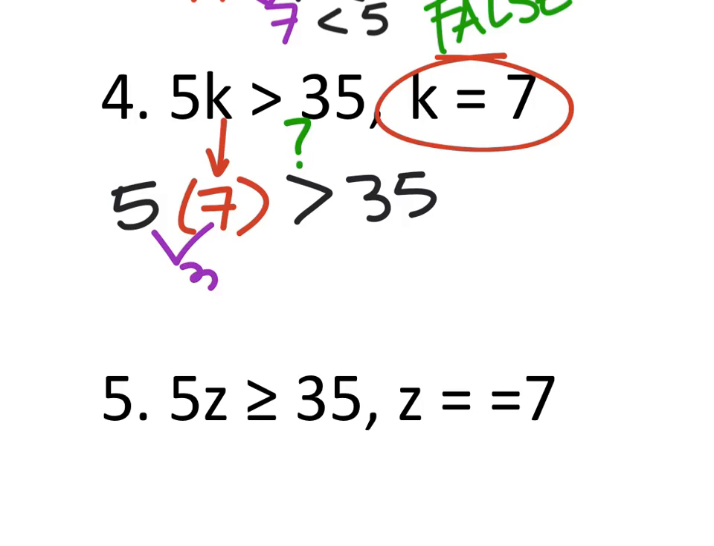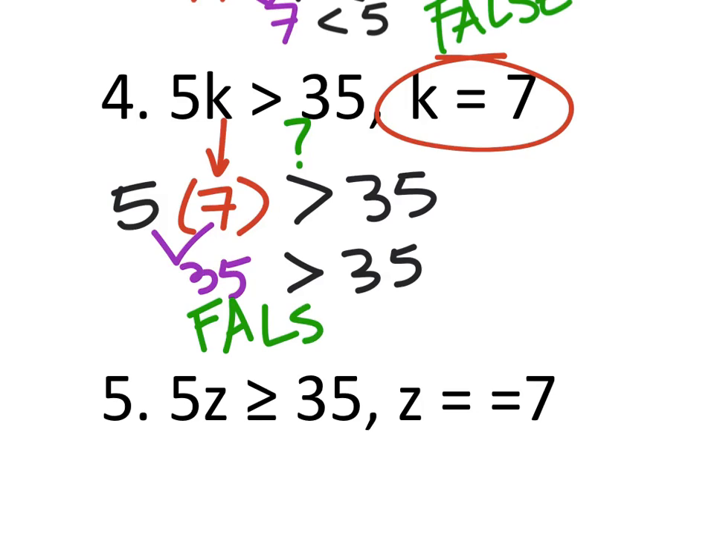So I would do 5 times 7, which is 35. And we're comparing it with the purple 35, which is supposed to be greater than this black 35. And is 35 greater than 35? The answer to that is no, which makes this one also false.